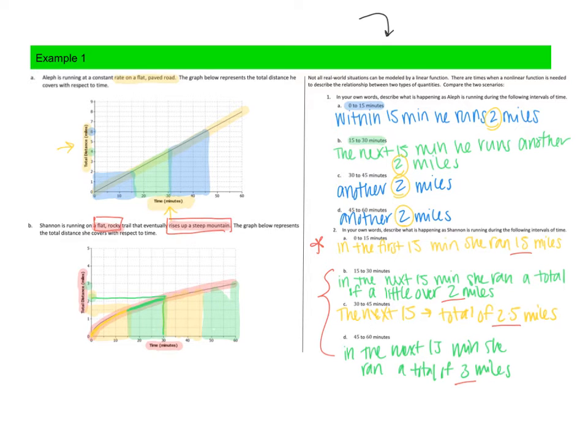Okay? So make sure you have this down. Make sure you understand why this top one is linear, why this bottom one is not linear. The top one has a constant rate. The bottom one does not have a constant rate, it has a variable rate. Okay? Let's continue.